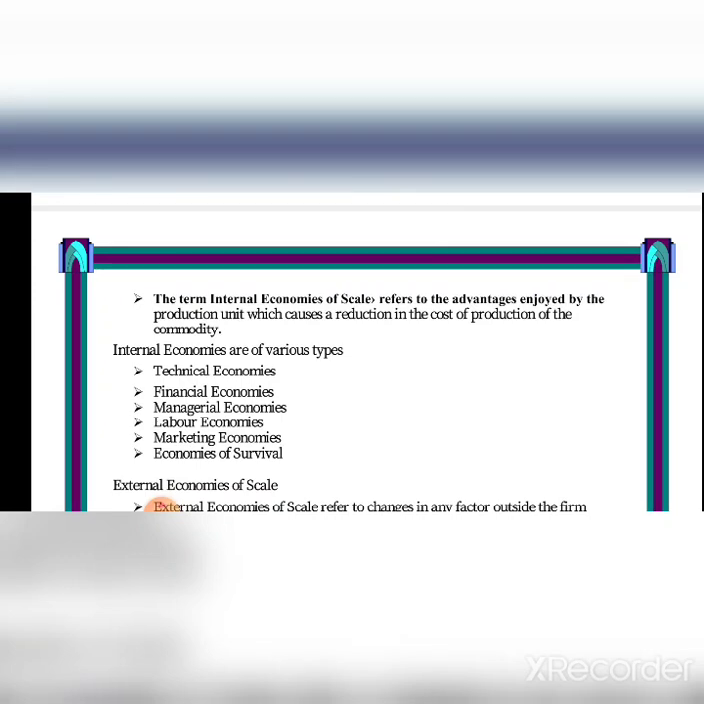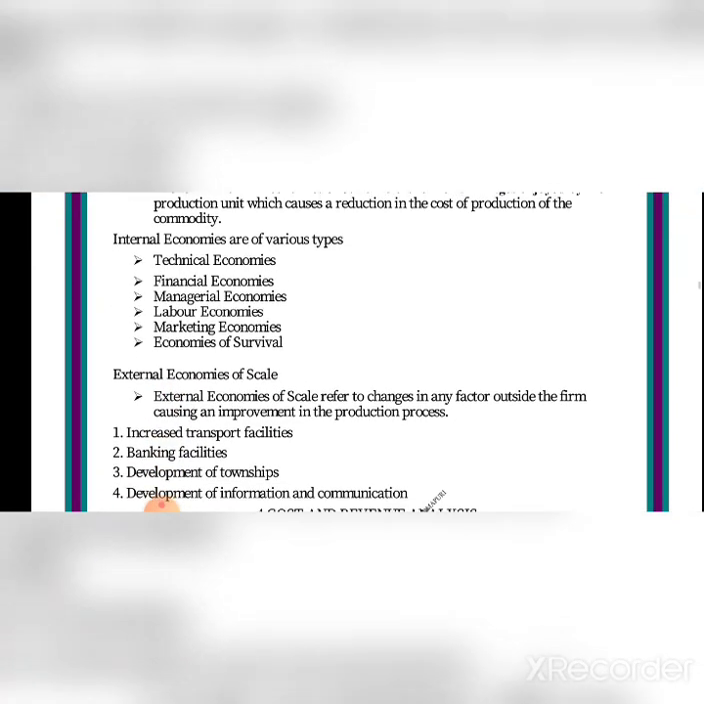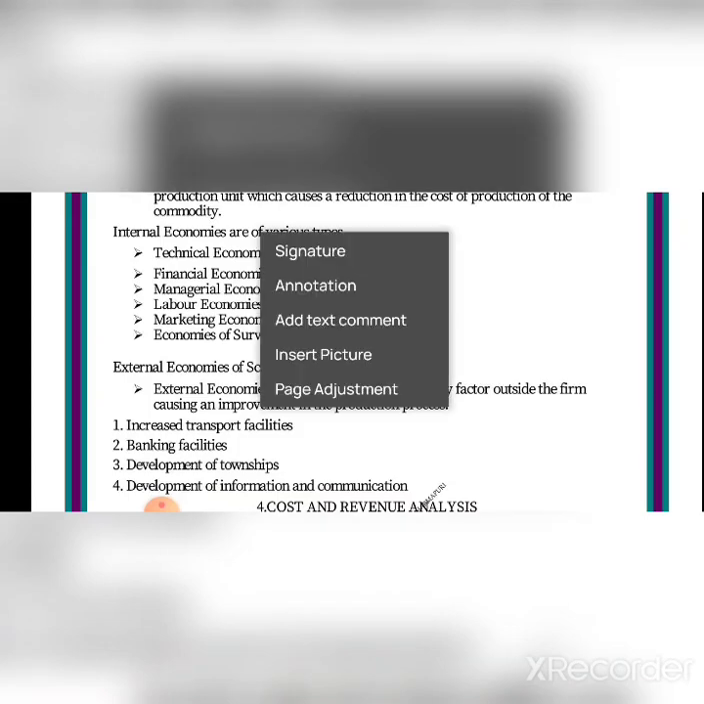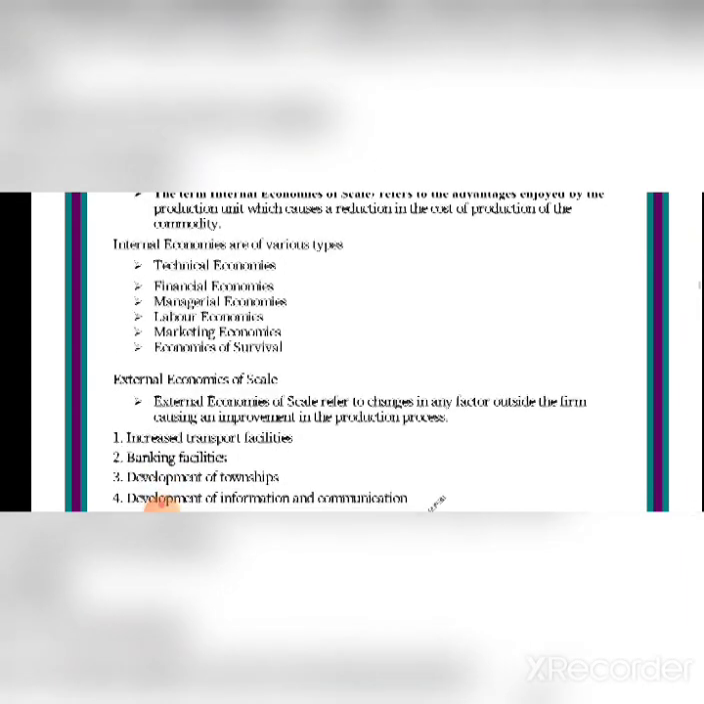Next we will see about the external economies of scale. That is, increased transport facilities are there. This is outside the firm. So the production is made and the product is taken outside through what? Transport. Increased transport facilities are there. Banking facilities, development of townships, development of information and communication. All these are going on in the external economies.